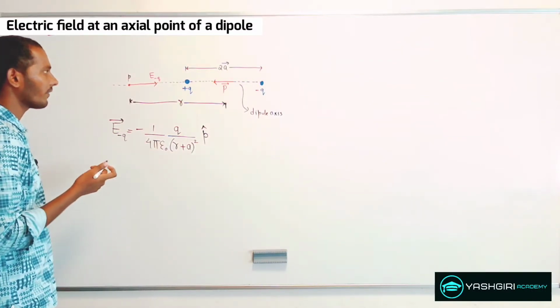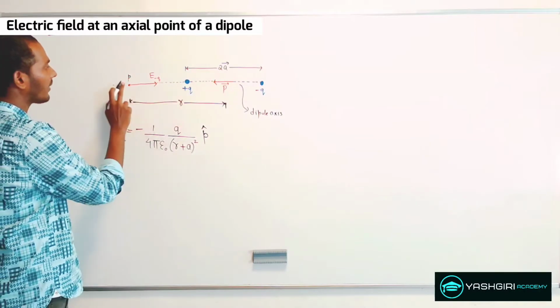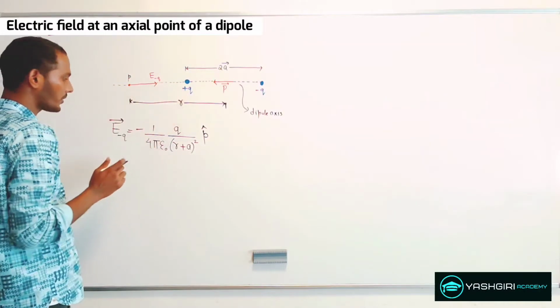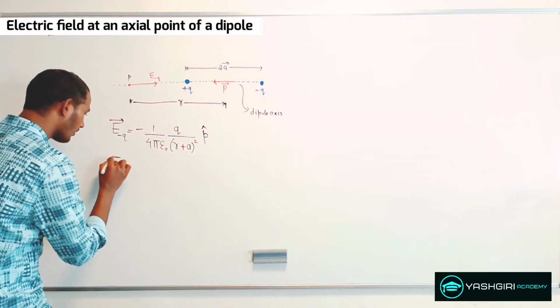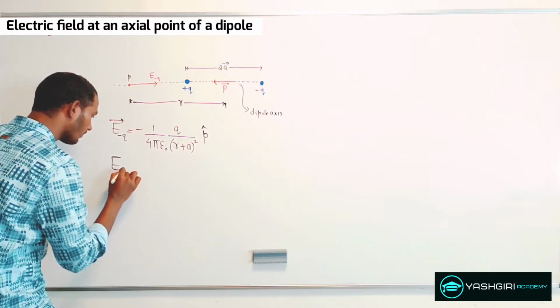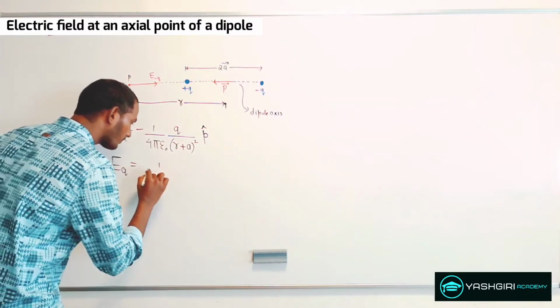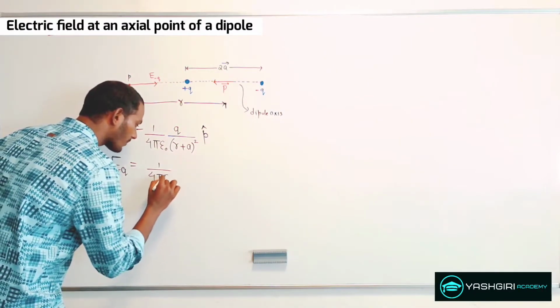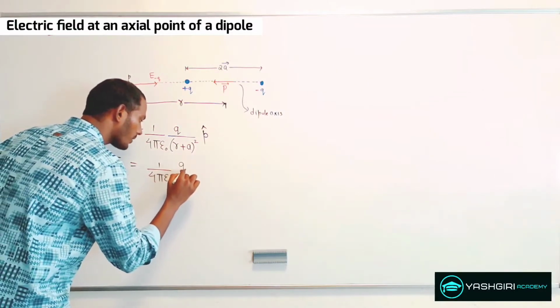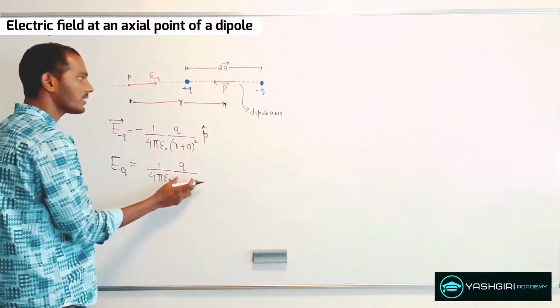In the same way, if I want to know the electric field at the point P due to this positive charge, so let me write this is due to the positive charge. Okay, again it will be 1 upon 4 pi epsilon naught into the magnitude of the charge divided by the distance.